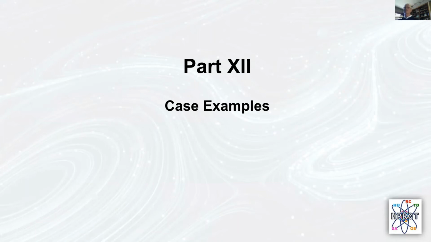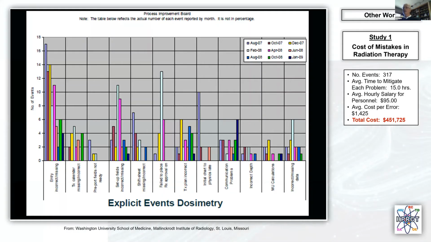Case examples. What we did was we tried to look at who had done any research out there on how much it costs when you make a mistake. An institution, Washington University School of Medicine in St. Louis, did a study, and they found that the total cost for medical mistakes over a year and a quarter was about $451,000, based on the number of events that they recorded, the average time, the hourly rate per employee, over these categories, starting from left to right at the bottom.